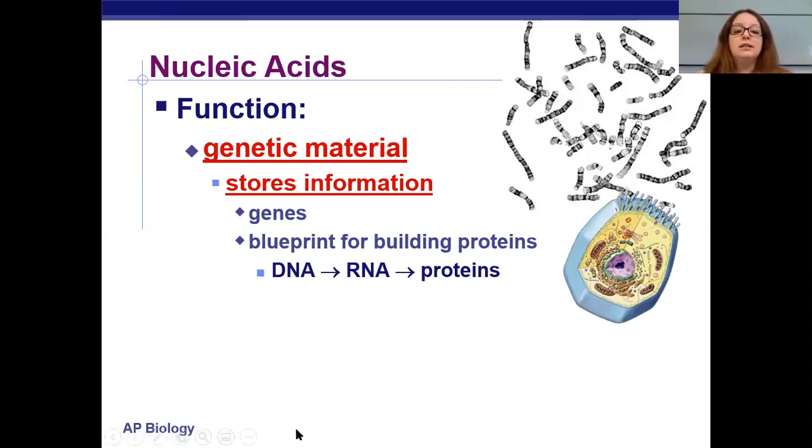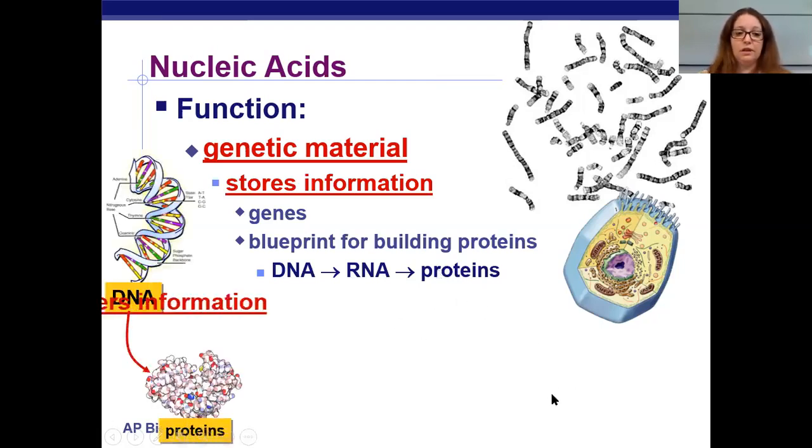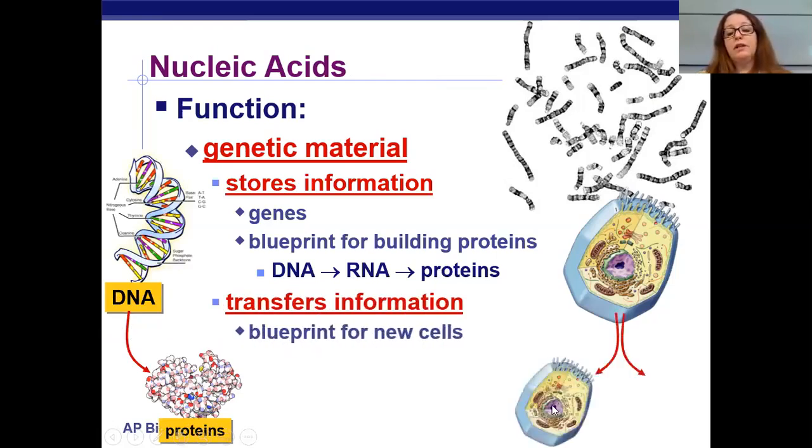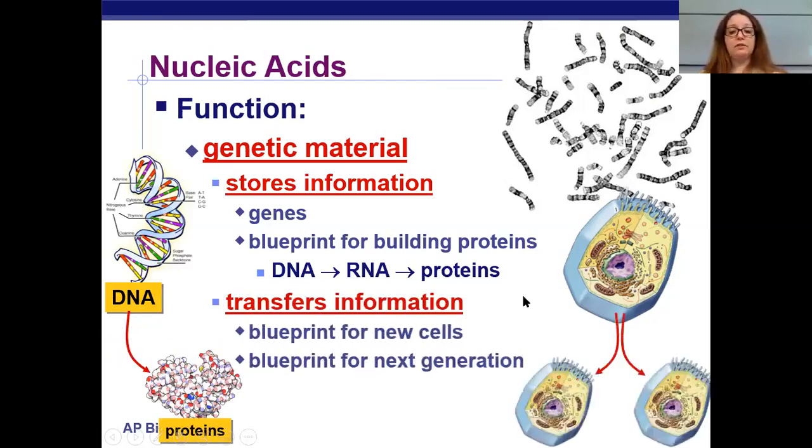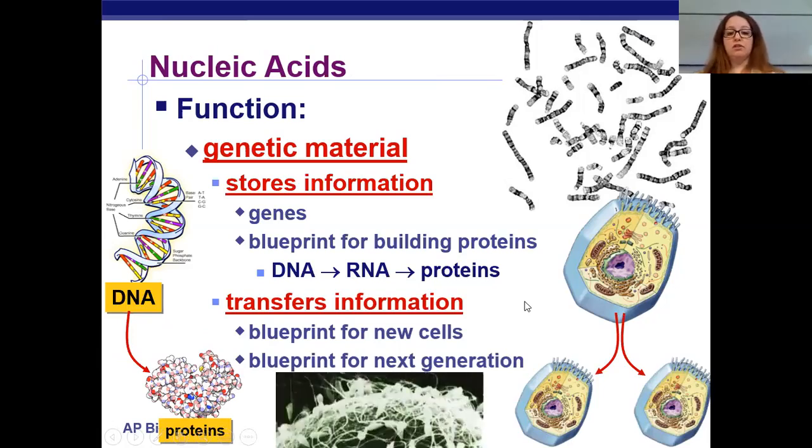Central dogma: DNA has to be coded, it has to be translated. No, transcribed. There we go, because DNA and RNA are both nucleic acids, so it's the same language. DNA has to be transcribed into RNA, but RNA has to be translated into proteins. RNA is a nucleic acid, proteins are made of amino acids. It's a language change there, so it's a translation. So there's DNA to protein. It transfers information as a blueprint for new cells and a blueprint for the next generation.